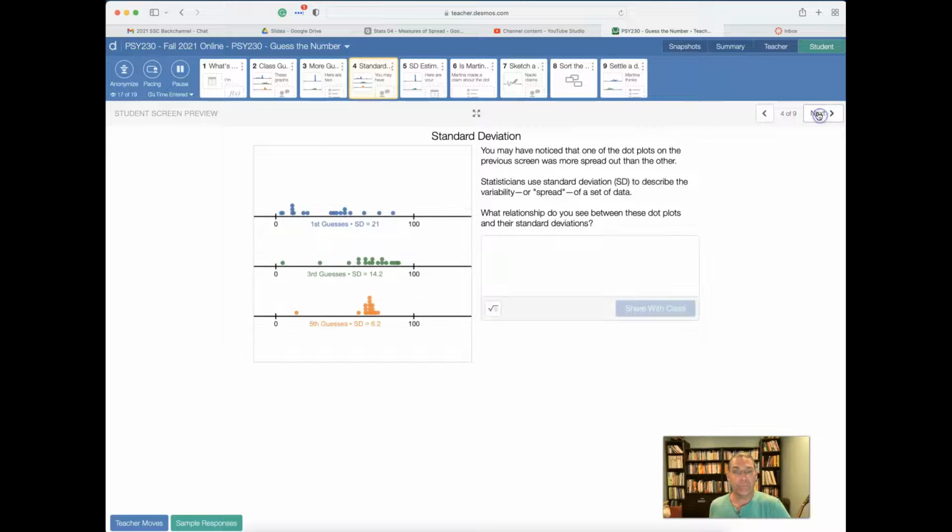Now, standard deviation, as it says here, is that measure of spread. And so we can look at here, here's everyone's first guesses. It has a standard deviation of 21. Now remember, what does standard deviation measure? Average deviation from the mean.